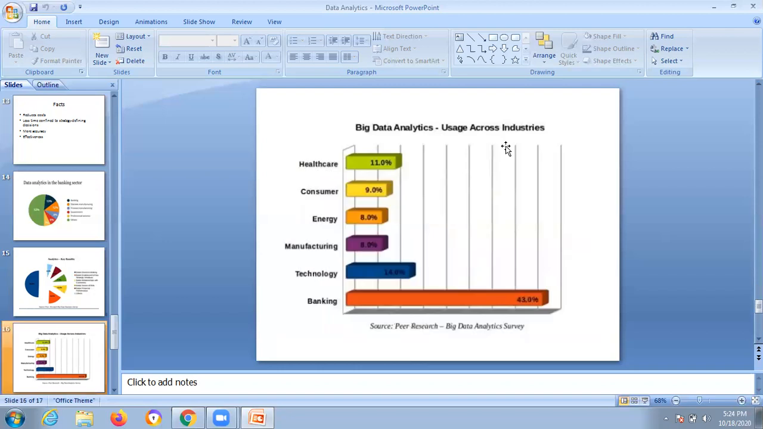These are other things. Data analytics can be used more in banking. Next one, technology, and next healthcare, and next consumer, and next both energy and manufacturing. These all play an important role in data analytics, big data. Just collected the data graphically.